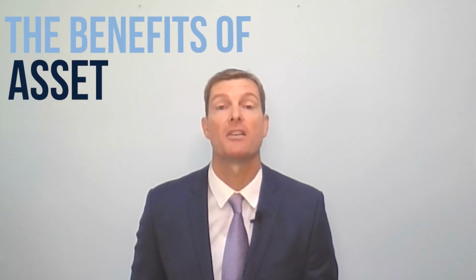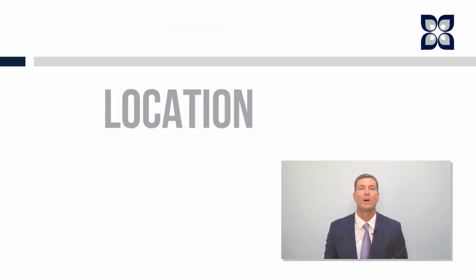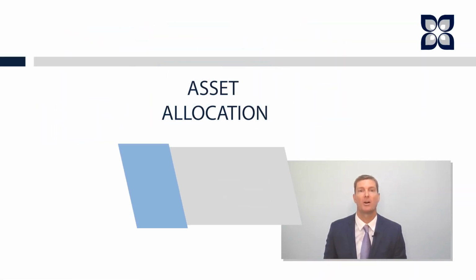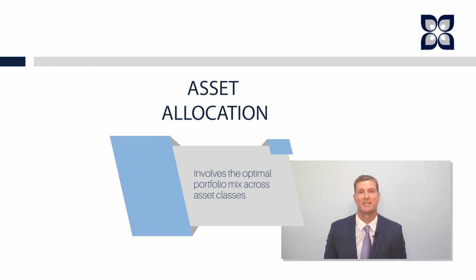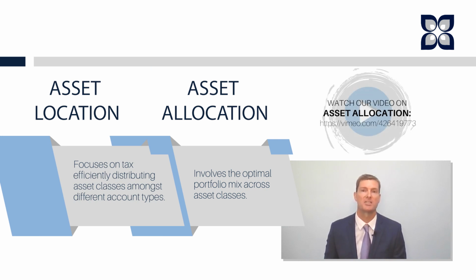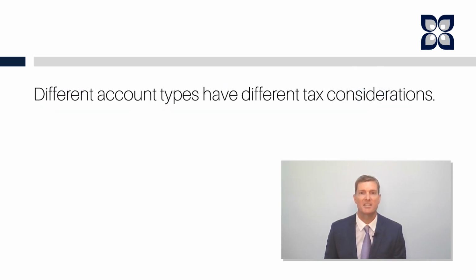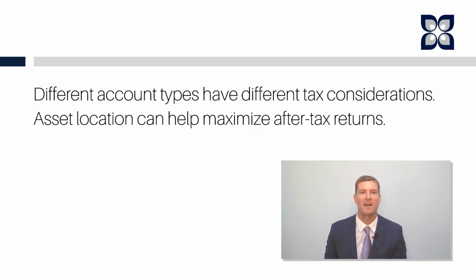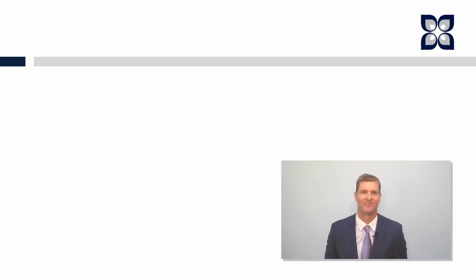Hi, I'm Kieran Osborne, Chief Investment Officer at Mission Wealth, and in this video we'll cover the benefits of asset location. While asset allocation involves the optimal portfolio mix across asset classes, asset location focuses on how to most tax efficiently distribute those asset classes amongst different account types. Since different account types have different tax considerations, by incorporating asset location into our investment process, we can help maximize the after-tax returns for our clients.